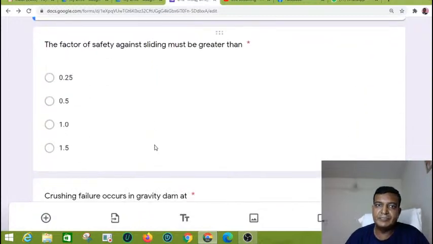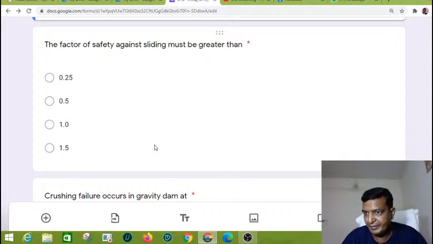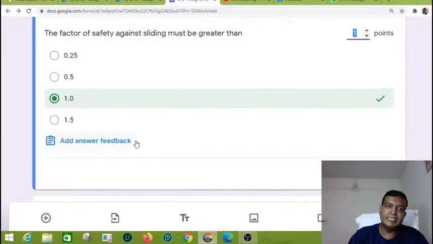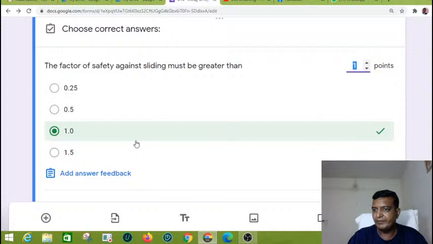The factor of safety against sliding must be greater than. See, here one thing we should be very clear in our mind, that no factor of safety must be less than 1. So 0.25, 0.5, there is no scope for that. Yes, 1 and 1.5. So 1.5 will be too much, and that is how 1 might be an appropriate answer. See, logically the answer is 1.